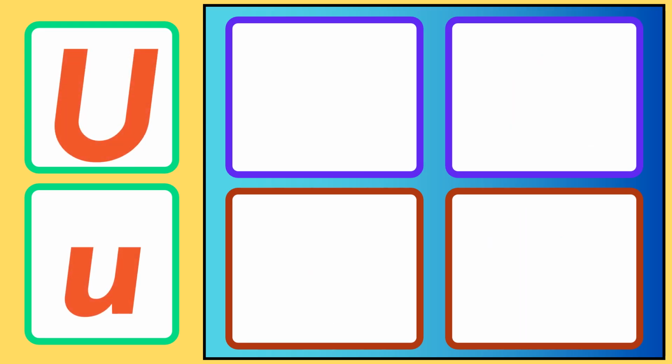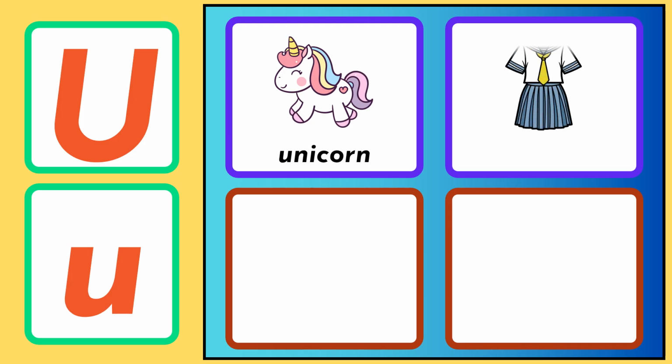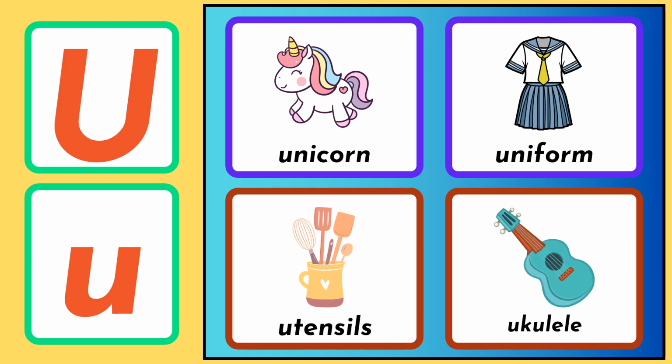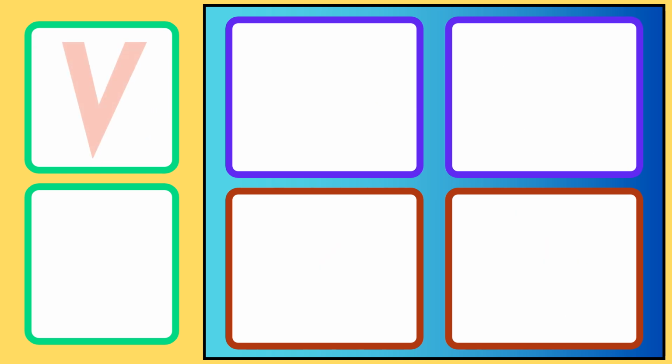Another sound of letter U is U. Same sound as you pronounce the letter U. For example, U, unicorn. U, uniform. U, utensils. U, ukulele. U.